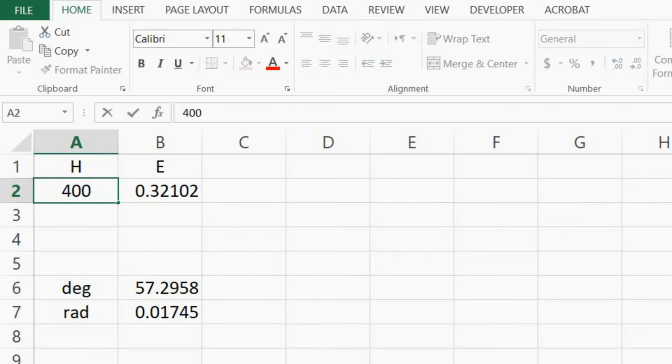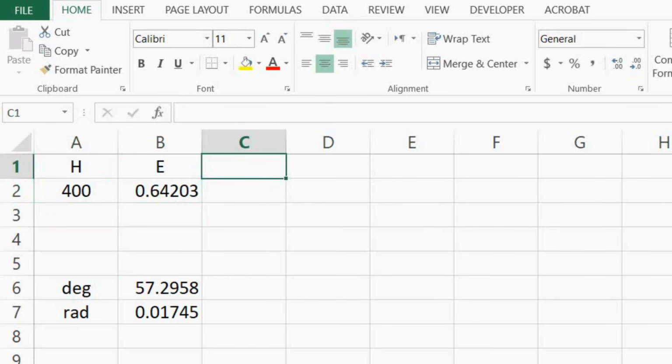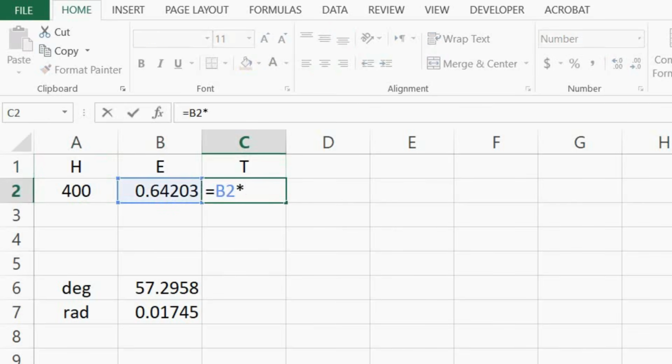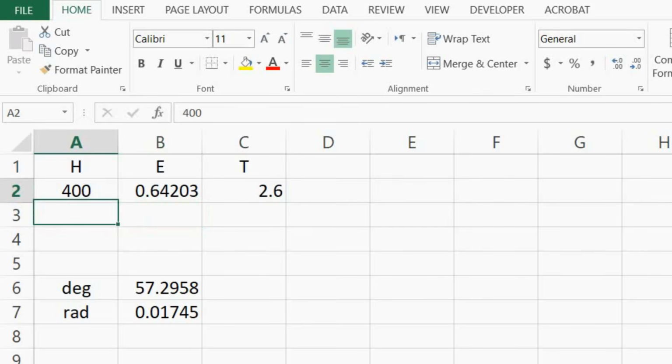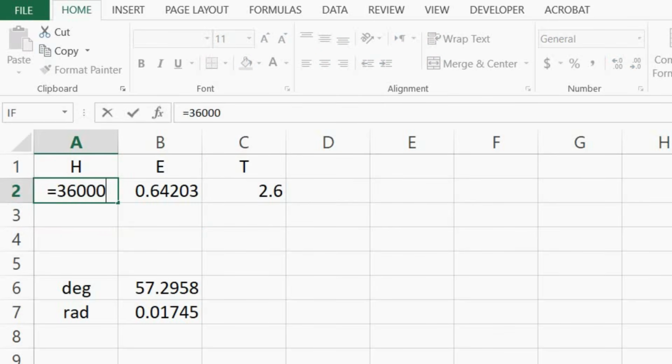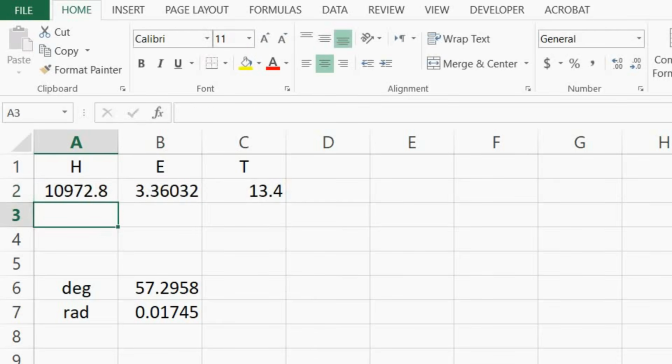If the observer lives in a skyscraper 400 meters above the ground level, sunrise will take place 2.6 minutes earlier and sunset will take place 2.6 minutes later. From an airplane 36,000 feet high, sunrise will happen 13.5 minutes earlier and sunset will be 13.5 minutes later.